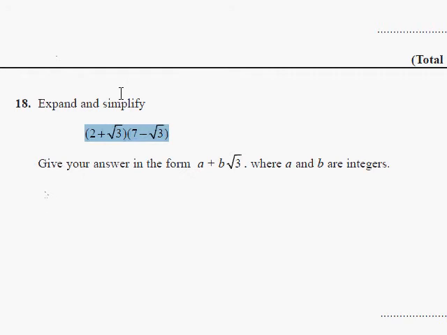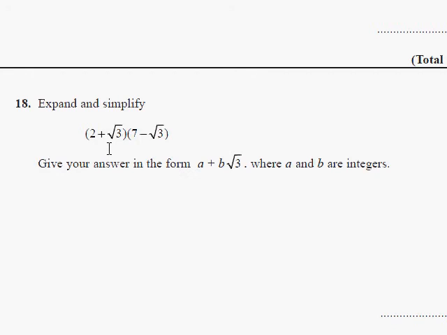Question 18. Expand and simplify (2 + √3)(7 − √3) and give your answer in the form a + b√3 where a and b are integers. Okay, don't worry if you don't understand what's going on here. I'll talk you through it.